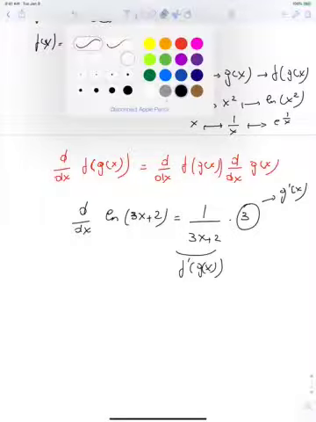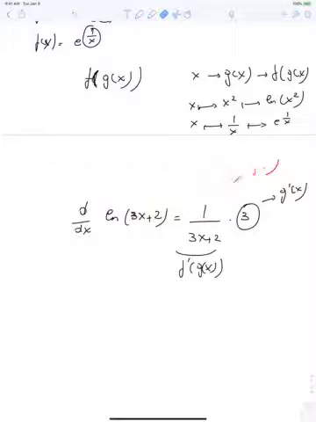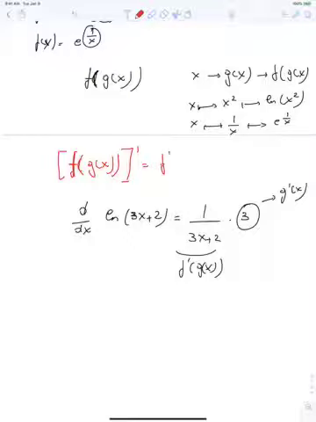So we can rewrite this rule in a simpler way using the prime symbol. What you want to do is compute the derivative of f of g of x. This is going to be the derivative of f computed in g of x times the derivative of g of x. So in this notation, it's probably simpler to remember.